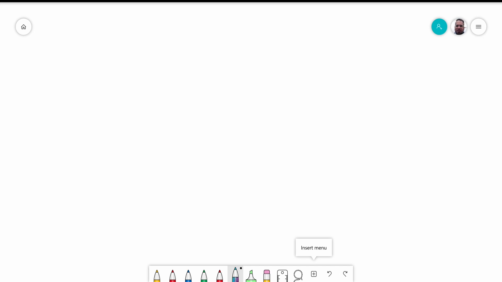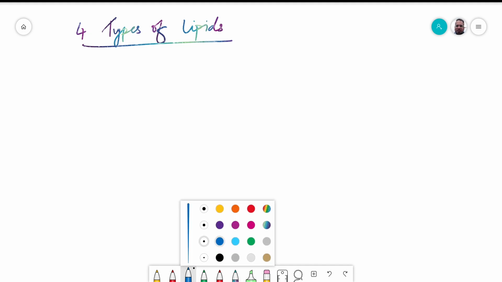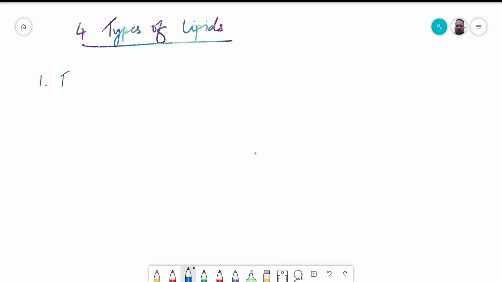I want to summarize here the four types of lipids that you should know. Sorry about the color. So I think the first one, of course, we talked about were the fatty acids.